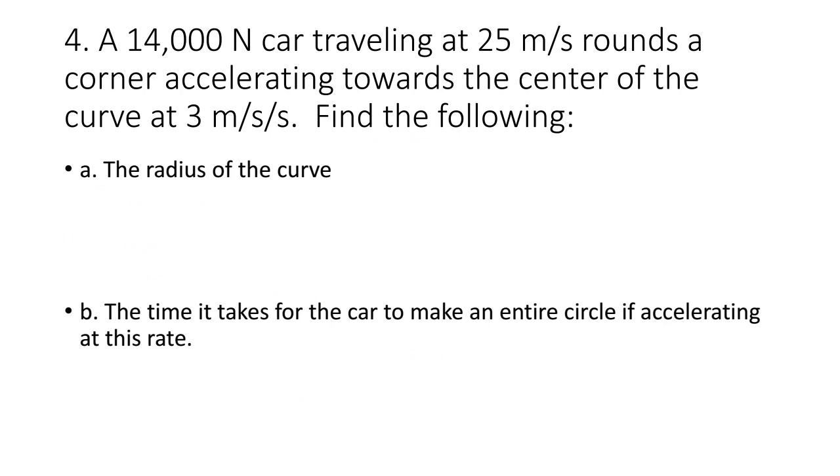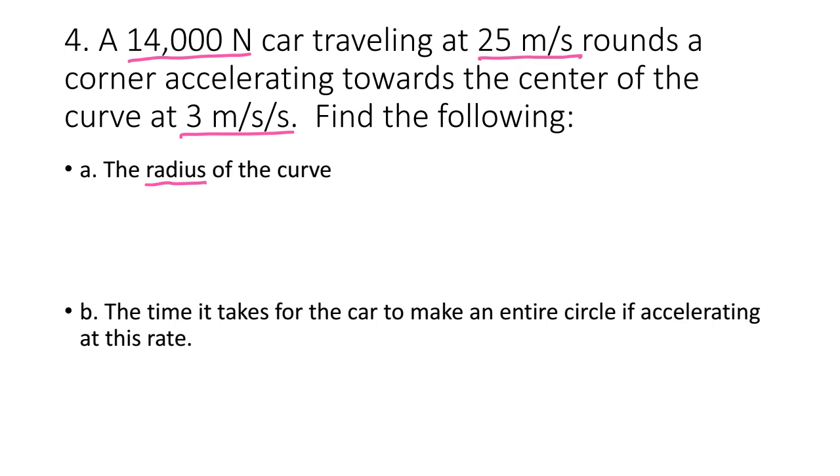Number 4. A 14,000 Newton car is traveling at 25 meters per second, and it rounds a corner accelerating towards the center of the curve at 3 meters per second per second. Find the following. So in the first question, we're going to try to find the radius of the curve.